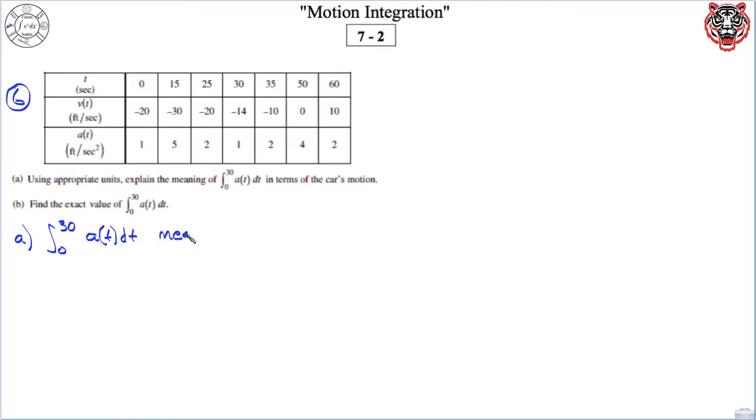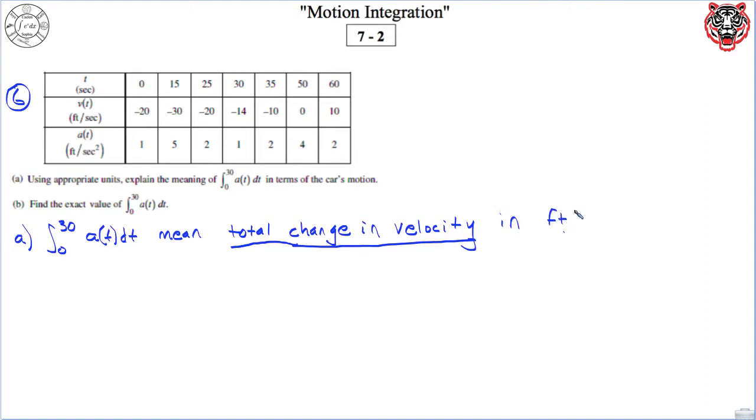What does that mean? Now that's the total change in, it was position, velocity turned into position, but acceleration now, when you take the antiderivative, turns into velocity. So it's total change in velocity. And again, that is the key part, total change in velocity. Include that in there. And that is now in feet per second, from 0 seconds to 30 seconds.